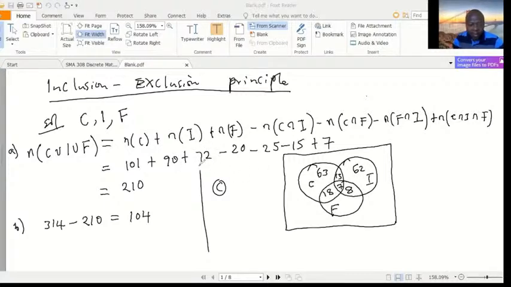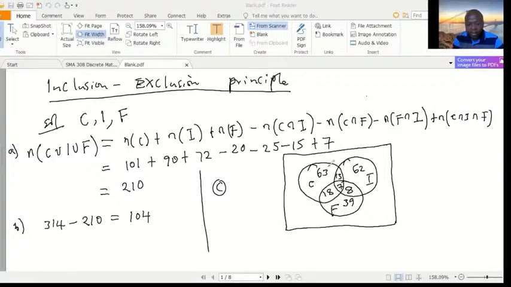Then the question says 70 took school fees loans. So this circle that represents school fees must have a total of 70. But we already have 18 plus 7 plus 8. So when we add this and subtract from 70, not 70, when we subtract from 72, we get that 39 is left here.